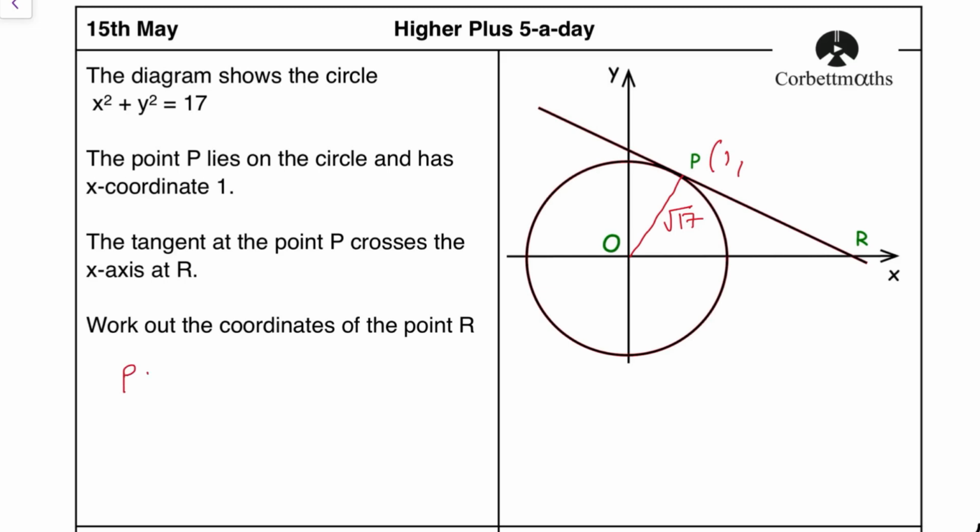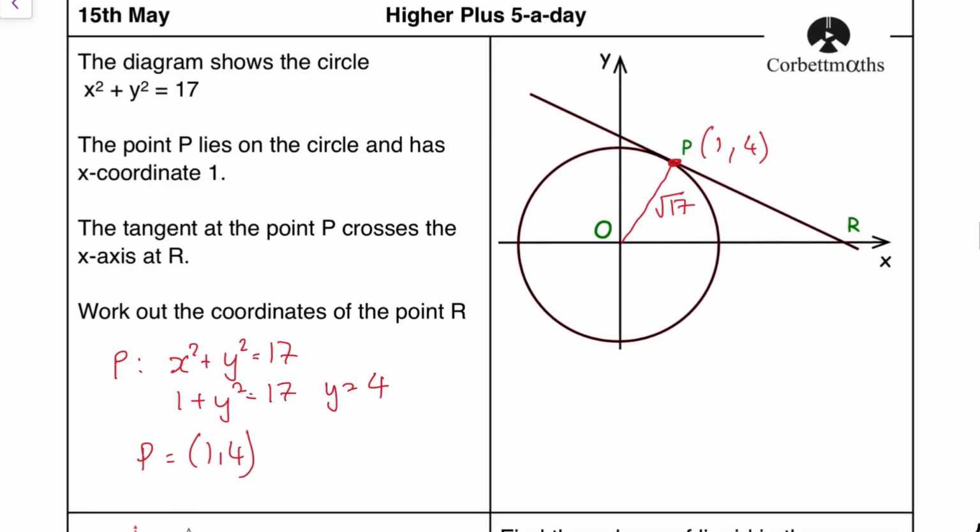If I consider the point P, I know that x equals 1. So when I have x squared plus y squared equals 17, if x equals 1, that's 1 plus y squared equals 17, which means that y is the square root of 16, which is plus or minus 4. By looking at the diagram, by inspection, I know y is positive, so y is 4, which means that P is equal to (1, 4). So I've got my first piece of information.